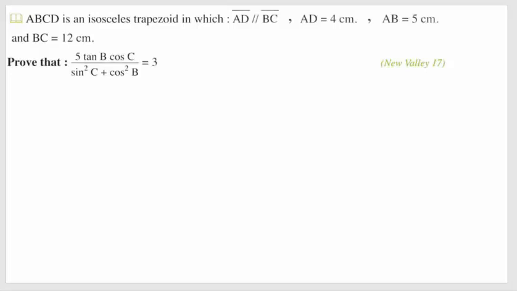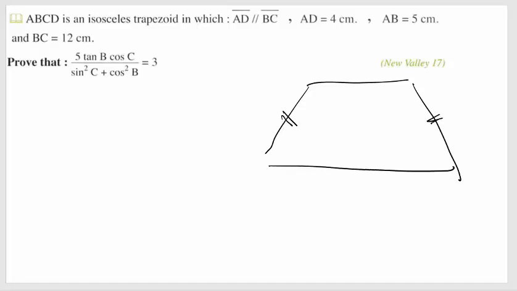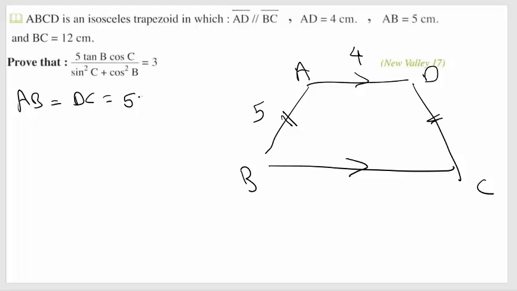Let's solve another question. ABCD is an isosceles trapezoid. The word trapezoid means a trapezium in which AD is parallel to BC, and AD equals 4, AB equals 5, BC equals 12. I will draw the figure of the isosceles trapezium. As you know, the isosceles trapezium has two equal sides. Those are two parallel sides. AD is parallel to BC. AD equals 4, AB equals 5. Then I got AB equals DC equals 5 centimeters. Okay, and BC equals 12.